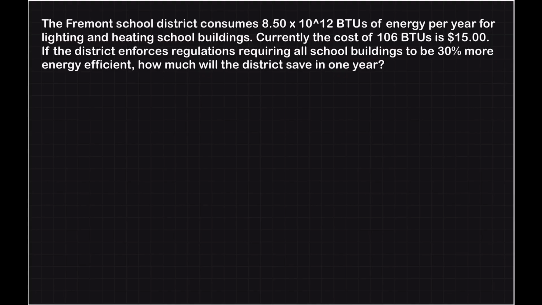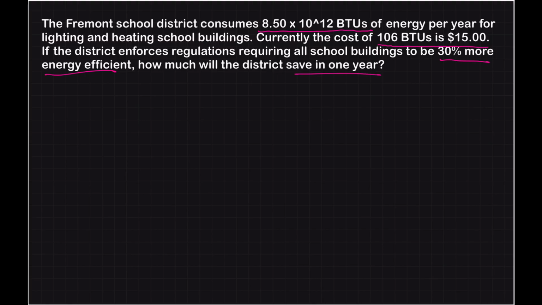So let's try another one. This is kind of a weird one. We're going to talk about a school district. So again, we're talking about Fremont, and we say the Fremont School District consumes 8.5 times 10 to the 12 BTUs of energy per year for lighting and heating the school buildings. And then they're telling us the cost of 10^6 BTUs is $15, which is kind of a weird number, but we'll go with it. And then if the district enforces regulations requiring all school buildings to be 30% more efficient, how much will they save in 1 year?